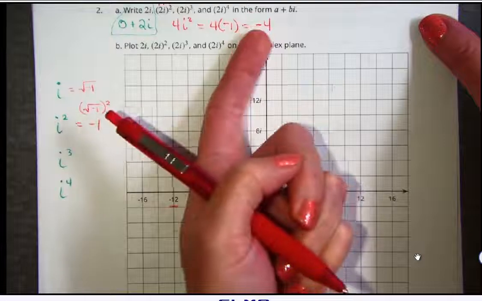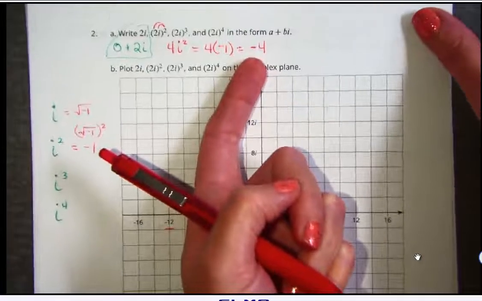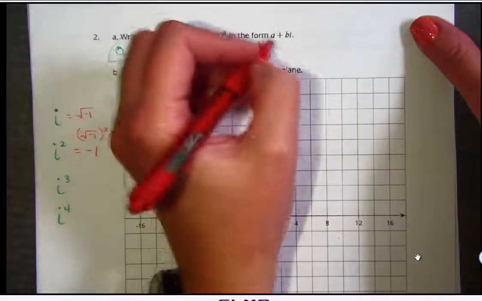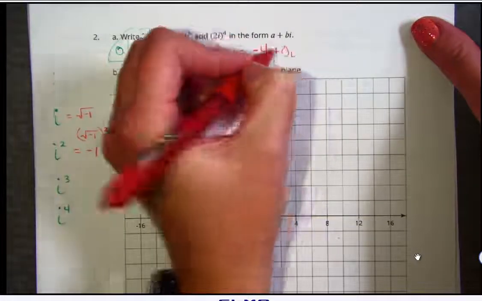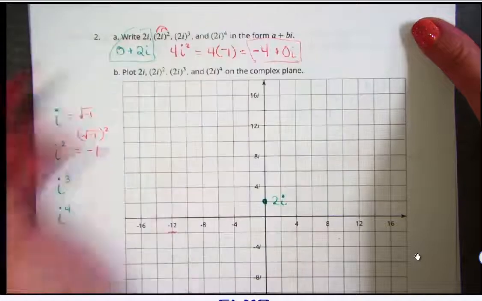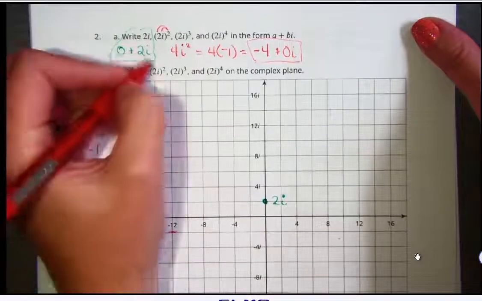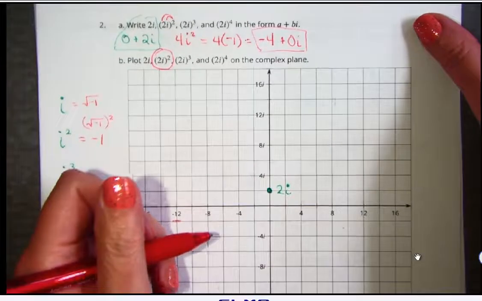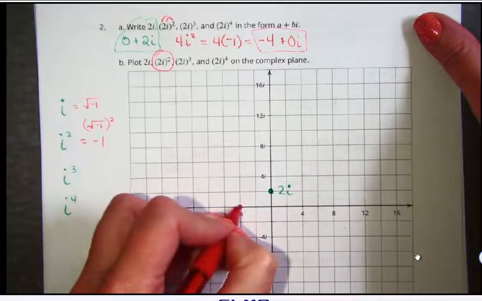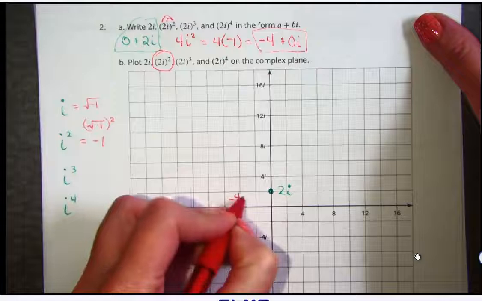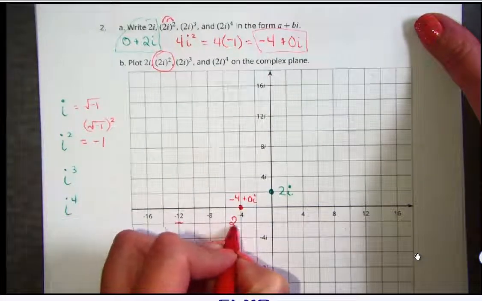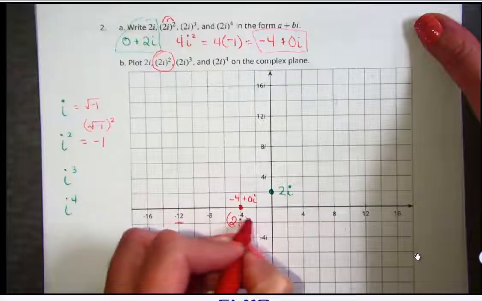Now that's a very real number. Notice that when we square that, that became a real number. It's a negative number, but it's a very real number. So there is no imaginary part to that. So 2i squared, I'm going to do it here in red, so I just circled it so that I know I'm doing it in red, is here at negative 4. That's really our 2i squared.